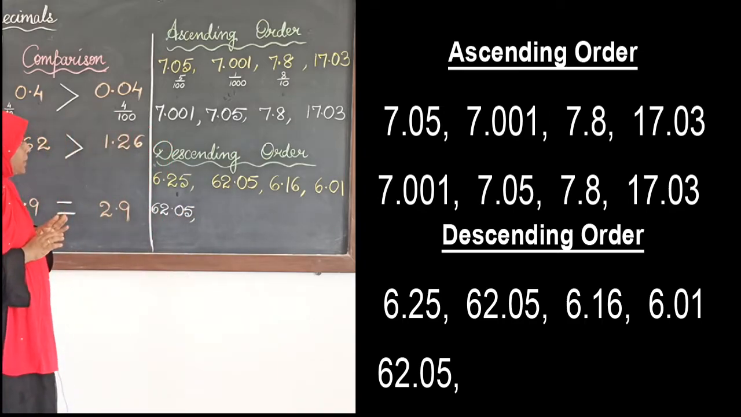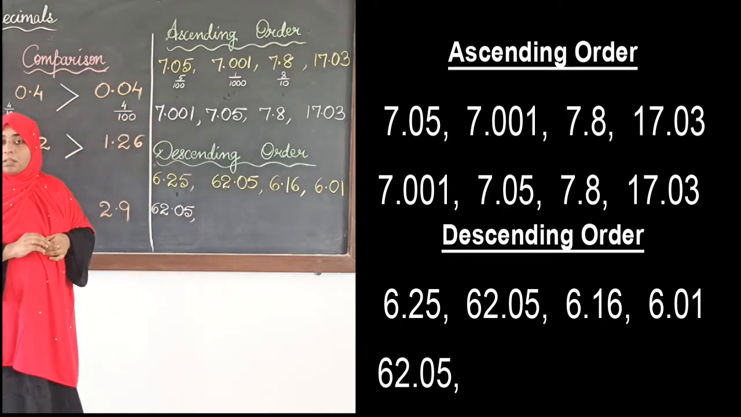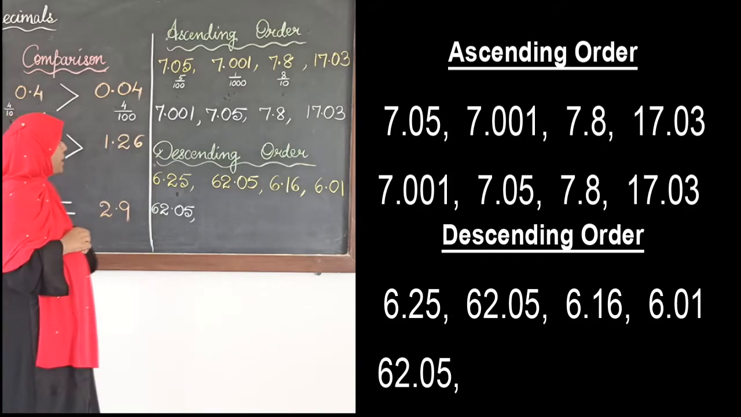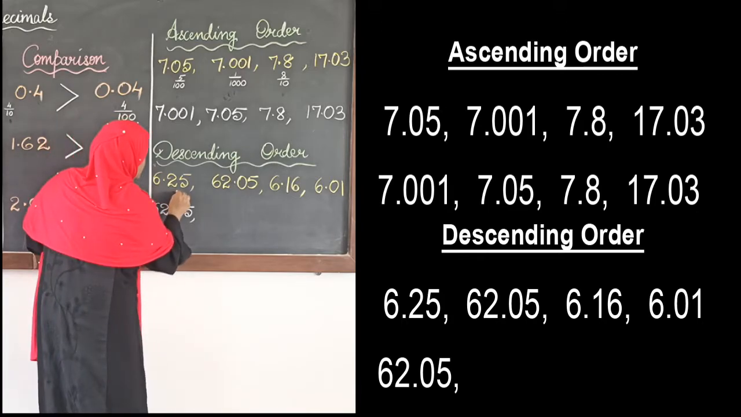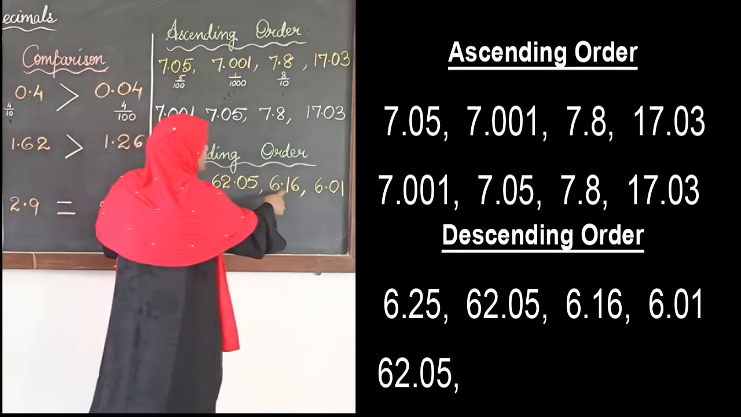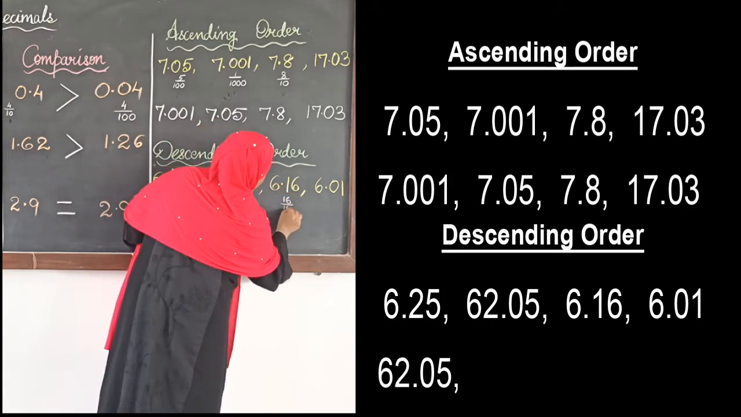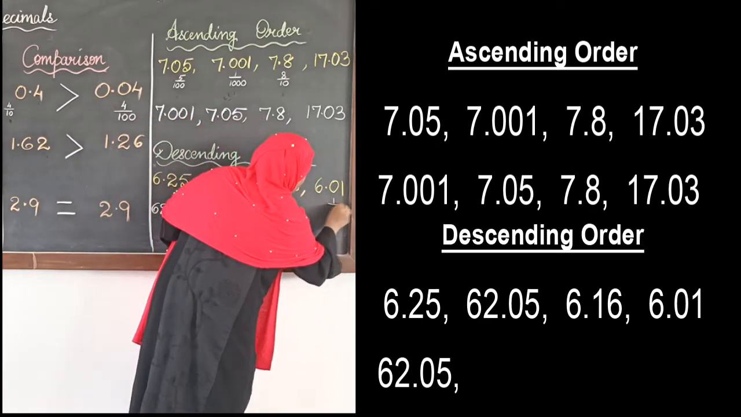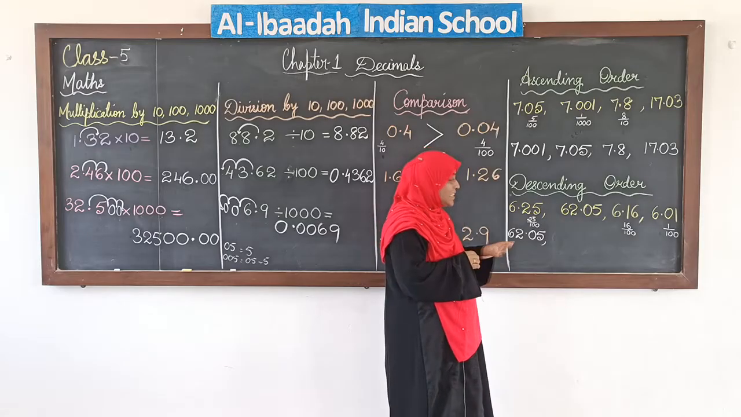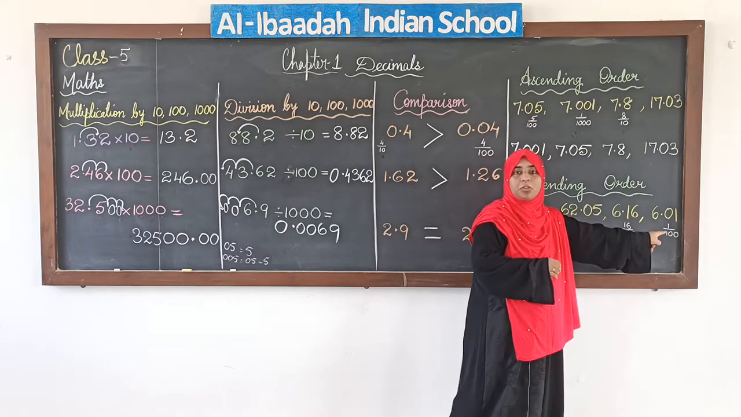Now the remaining 3 numbers, the whole numbers are the same, 6, 6 and 6. So we have to compare the decimal part or the fractional part. Now the first number, it is 0.25, that means it is 25 out of 100, right? Then we have 6.16, that means 16 out of 100. Okay. And then we have 6.01, this also means 1 out of 100, right? So now it is easy for us to compare. So it is 25 out of 100, 16 out of 100 and 1 out of 100.